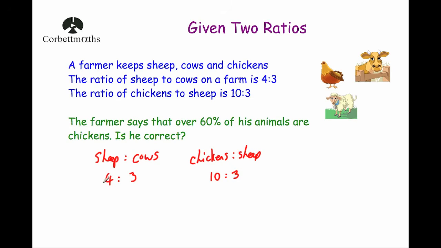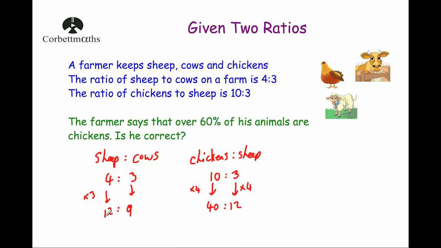So the lowest common multiple of 4 and 3 is going to be 12. So let's make them both have 12 for sheep in the ratio. So we're going to times both of these by 3, because 4 times 3 is 12. So that will give us the ratio 12 to 9. And for this one, we want to get 12 for the sheep number in the ratio. So we're going to times both of these by 4. And that will give us 40 to 12.